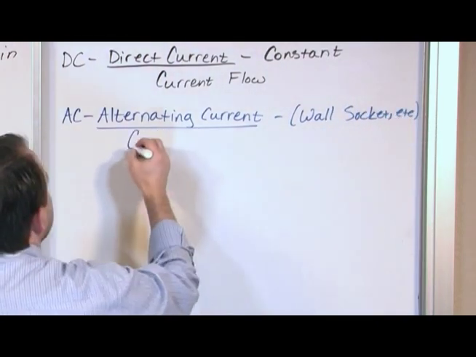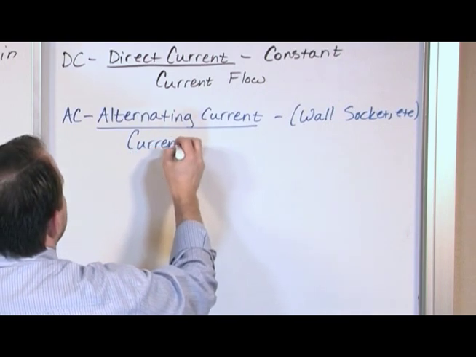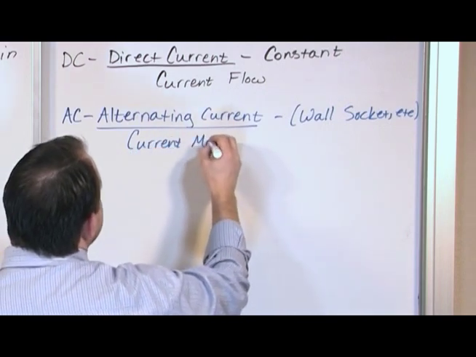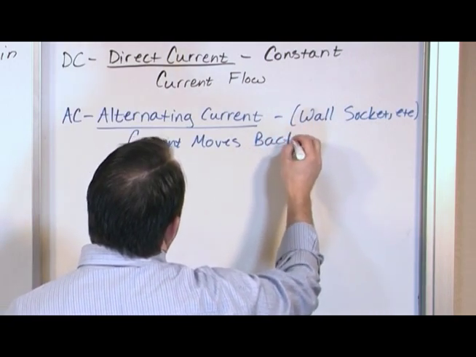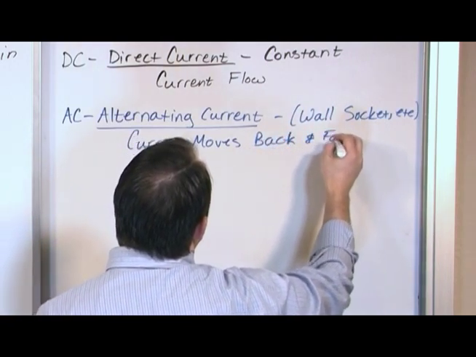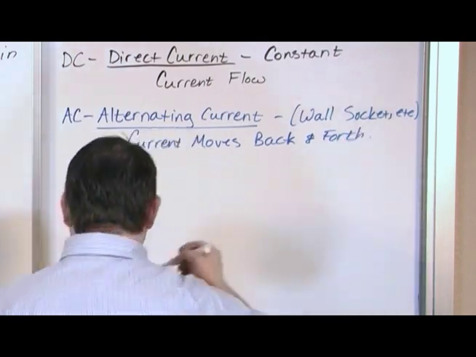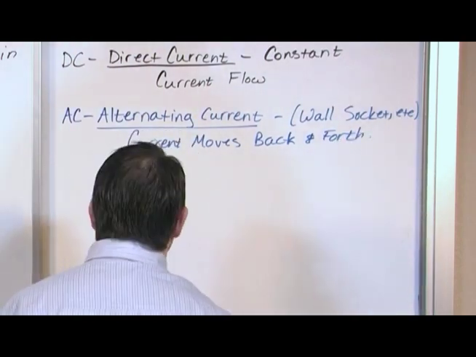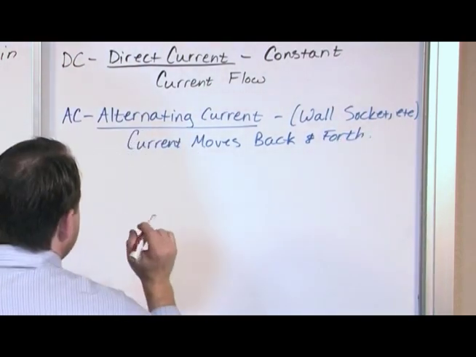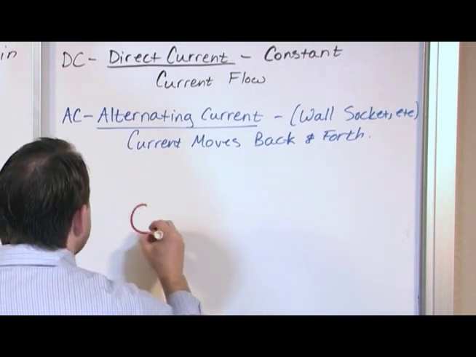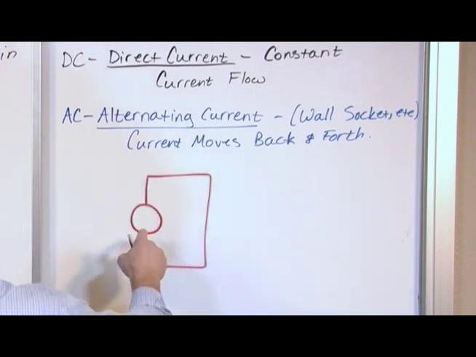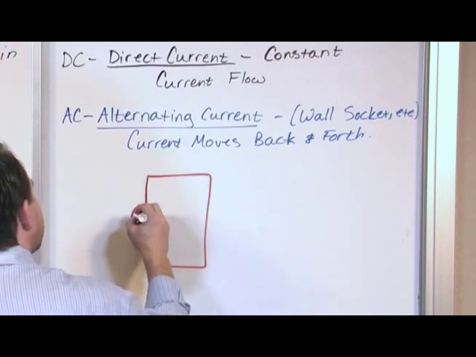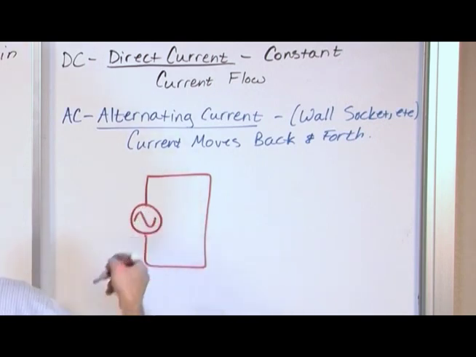And it means the current, for lack of a better word, moves back and forth. And this is really much easier to understand with a drawing. So let's draw a quick little circuit like this. Now normally we've been putting plus and minus, but here I'm just going to put a little wave in here to indicate that this is alternating current.